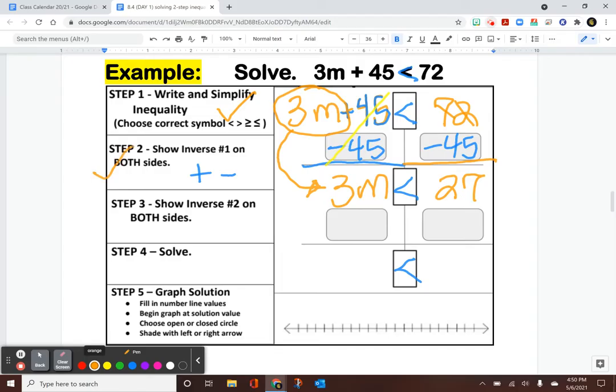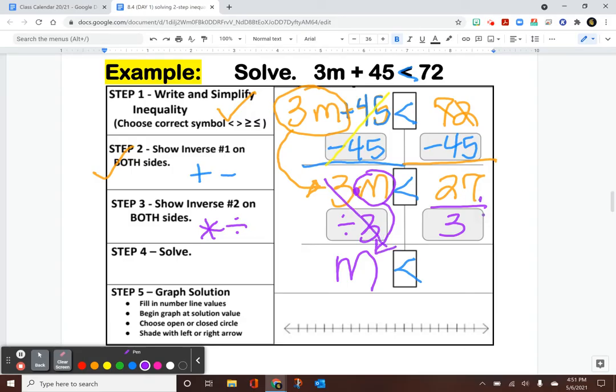Now I'm ready for inverse number 2. And inverse number 2 is always going to be the opposite of multiplication or division. So since I'm multiplying this variable by 3, I need to get rid of the multiply by 3 by doing the opposite. And I can divide by 3 in either of these versions. The 3's cancel out, but the m variable is still here, so I brought that down. 3's cancel out, and 27 divided by 3 is just 9. So I have that my solution is any number less than 9 is a good solution. So I'm going to graph my solution set.